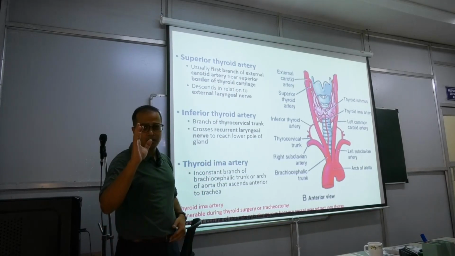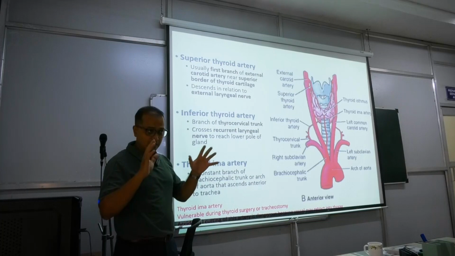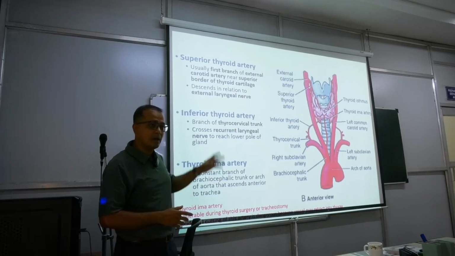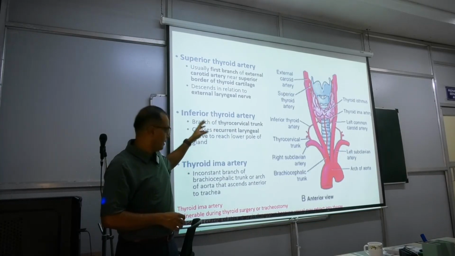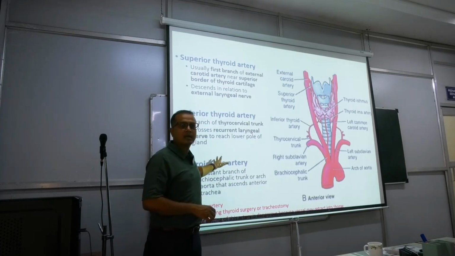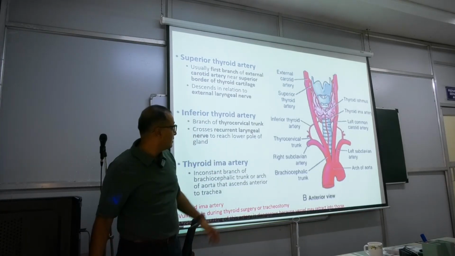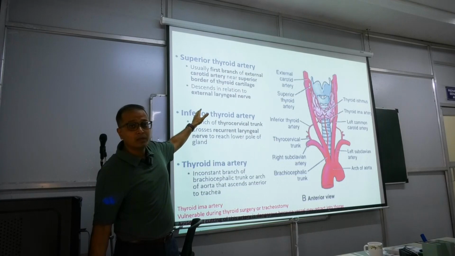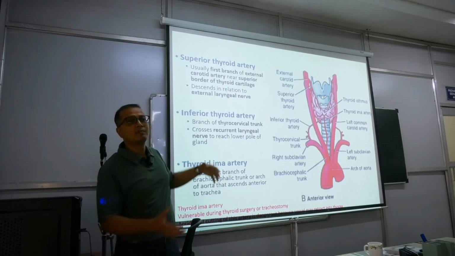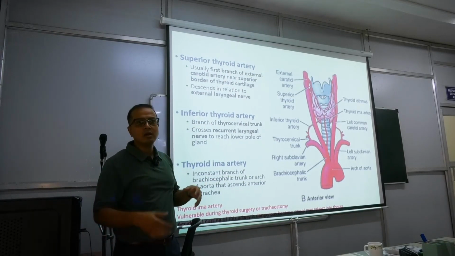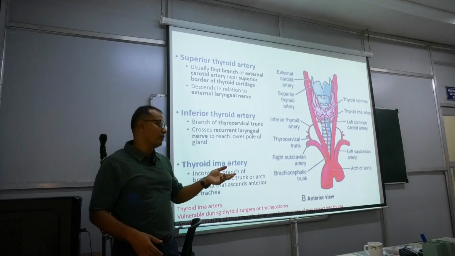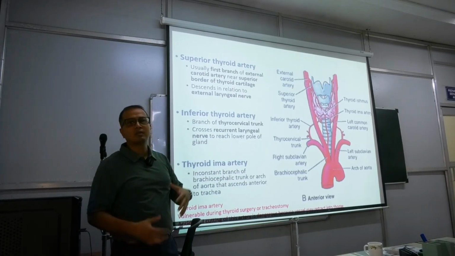So talking about the arteries, superior and inferior are the two things we must remember, and the branches where they are coming from, and the thyroid EMA artery, which is an additional thyroid artery that could be there. Accompanying the superior thyroid artery and inferior thyroid artery, we have the veins. We call them thyroidal veins. We have three sets of thyroidal veins: superior, middle and inferior.